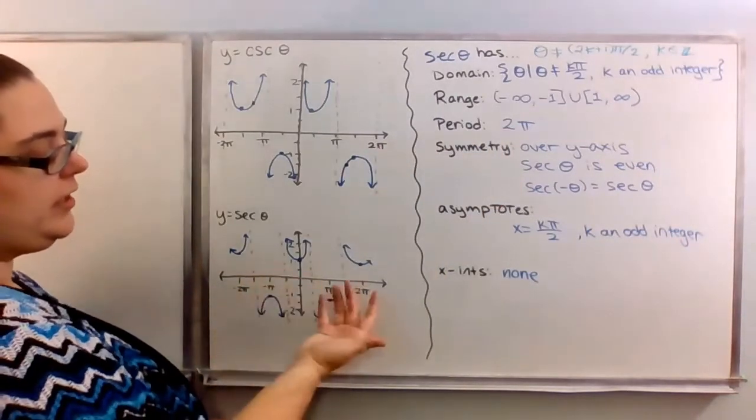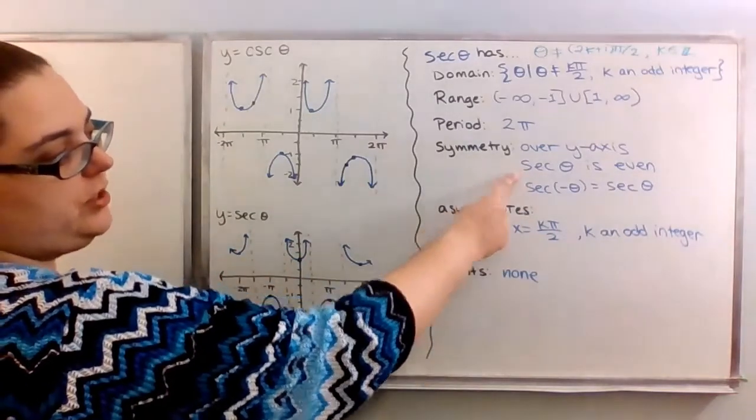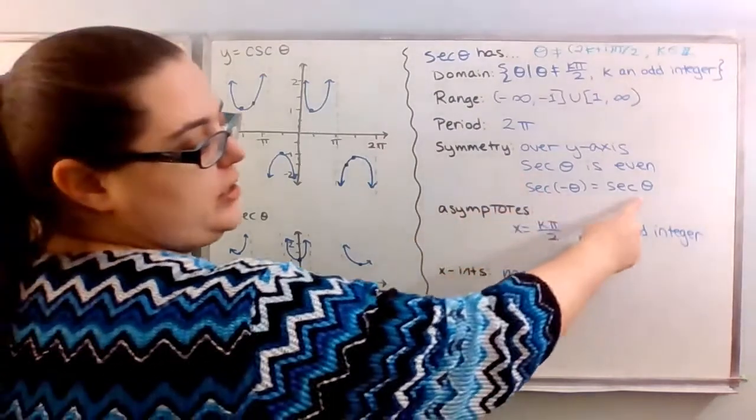Like cosine, secant is symmetric over the y-axis. So that means that it's going to be an even function. And so secant of negative theta is secant of theta.